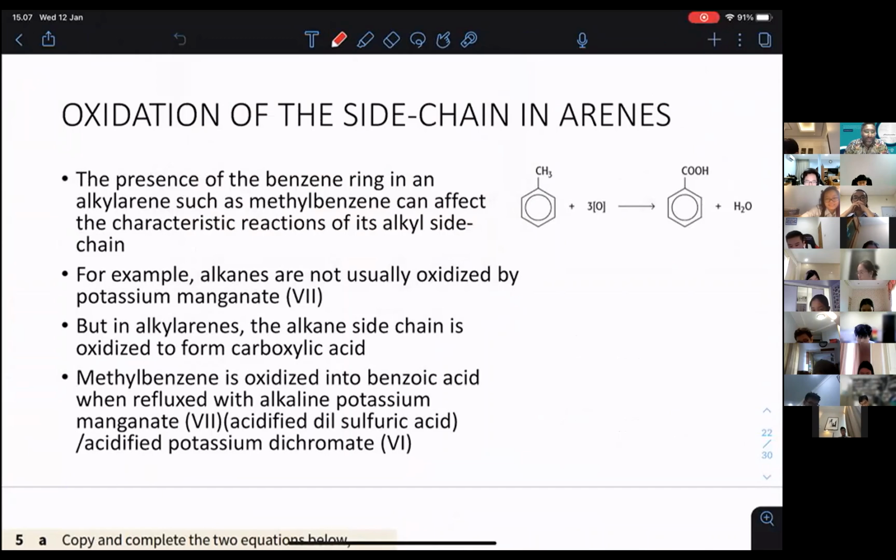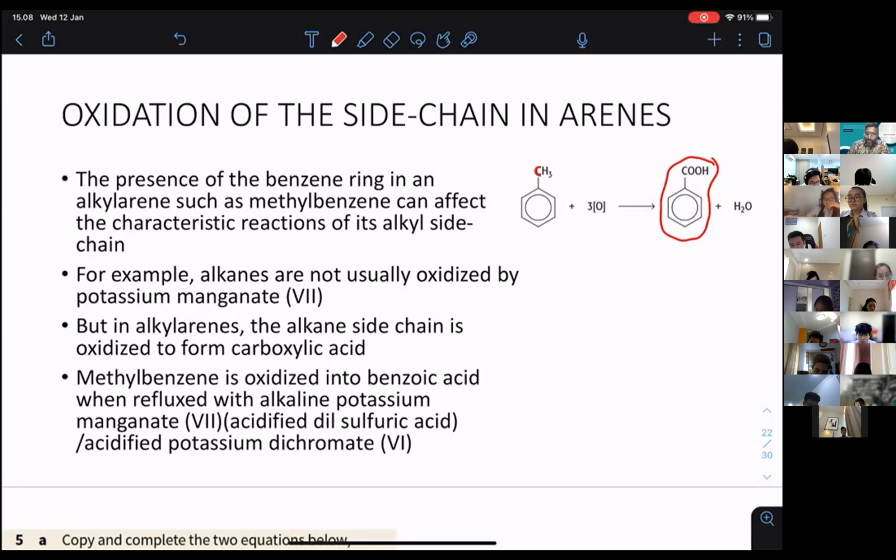If you have methylbenzene, or ethylbenzene or something like that, it is going to be oxidized to give you benzoic acid. There is no need to memorize anything here. When you oxidize, automatically the one carbon over there changes into C double bond O, OH.